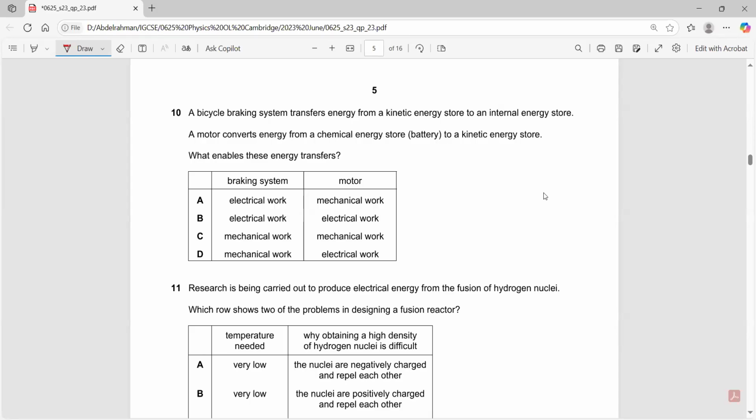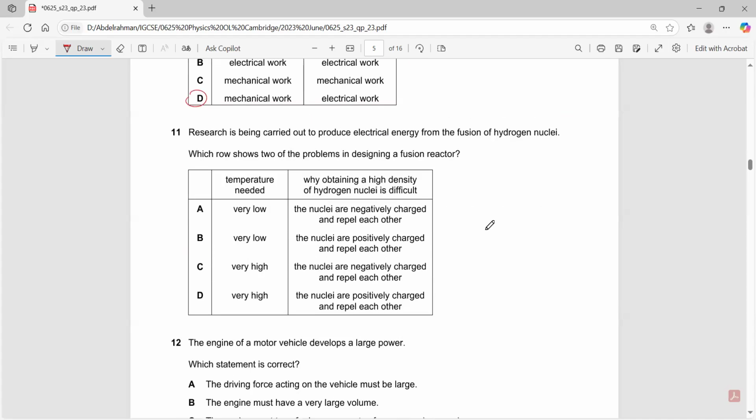While riding the bicycle, is there any electrical work being done? No, there isn't. So only the mechanical work will change the kinetic to internal energy. What about the motor? The electric motor changes chemical energy from the battery to kinetic energy. This change of energy would be due to some electrical work being done, right? So only mechanical and electrical, yes.